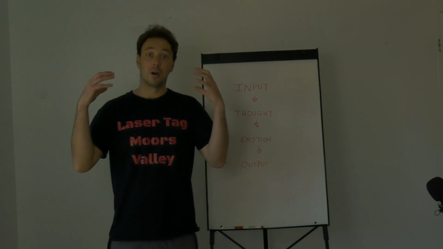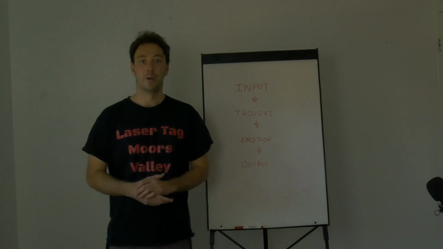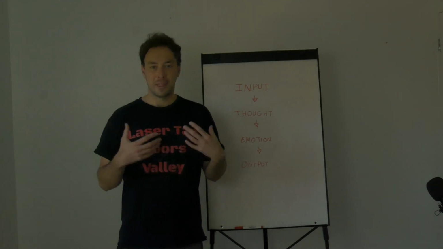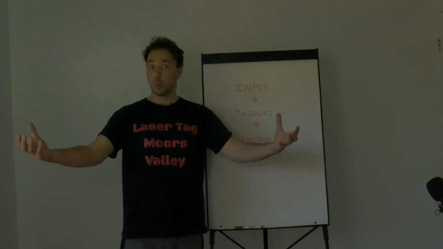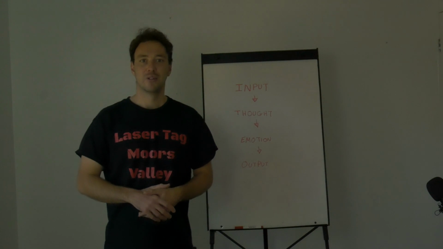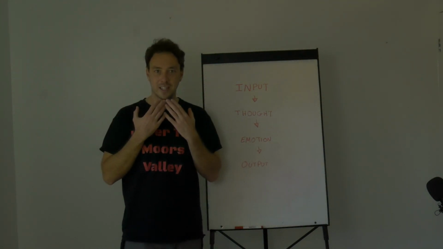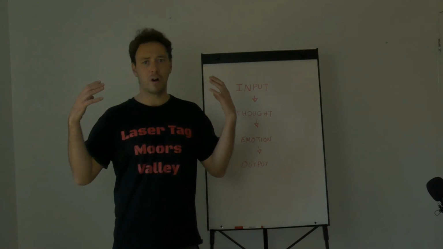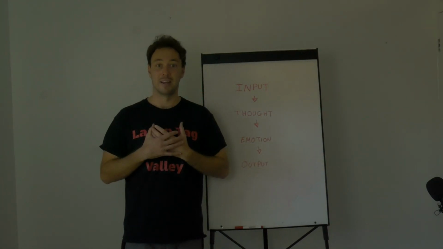So let's have a little look at the first section of this 4-segment learning model, which is the input. The input is all the sensory information which we gather and we process every second that we are awake. So that is, what can we see, what can we hear, what are we tasting, what are we feeling. All of our senses produce information and we start to bring in that information.